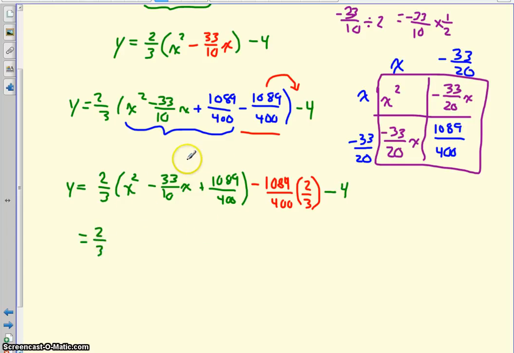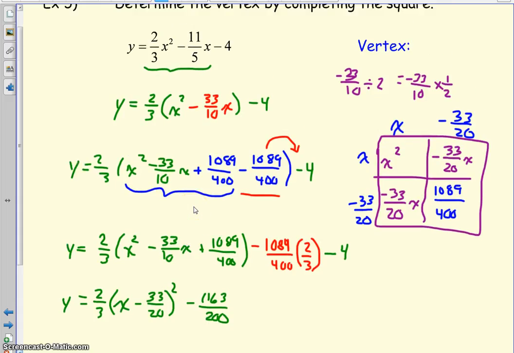And remember here, normally I would never ask you to factor something like this because the numbers are too ugly, but again, since you have the array already drawn out here, you know right off the bat this factors into x minus 33 over 20, all squared. Okay, it's just a matter of simplifying this part out here. So you have negative 1089 over 400 times 2/3, then you subtract 4. So if you do some math here, I'm going to let you try that on your own, you should wind up with negative 1163 over 200.